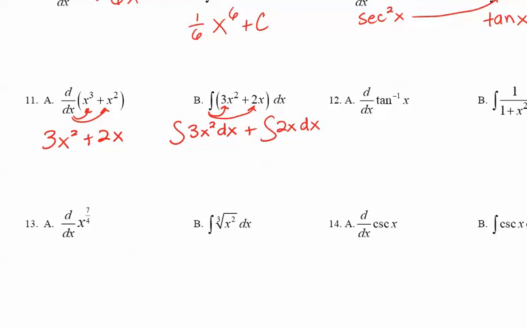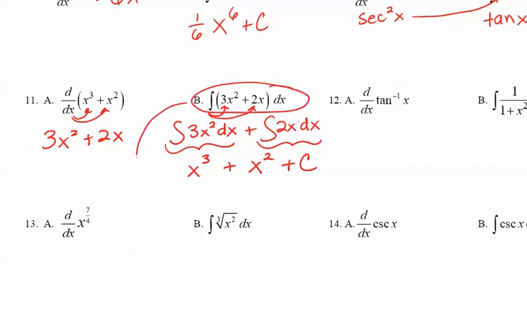And if we were that precise, we would add a constant to each of these antiderivatives. But what would happen then if we later combine those constants? Wouldn't the sum of two constants still just be a constant? So instead of doing two separate constants, we'll raise this exponent to a 3 and divide by it. We'll raise this exponent to a 2 and divide by it, and we'll just add one constant. So when you are given the integral of a sum, you need not split it up. You can just do the antiderivative of each term.